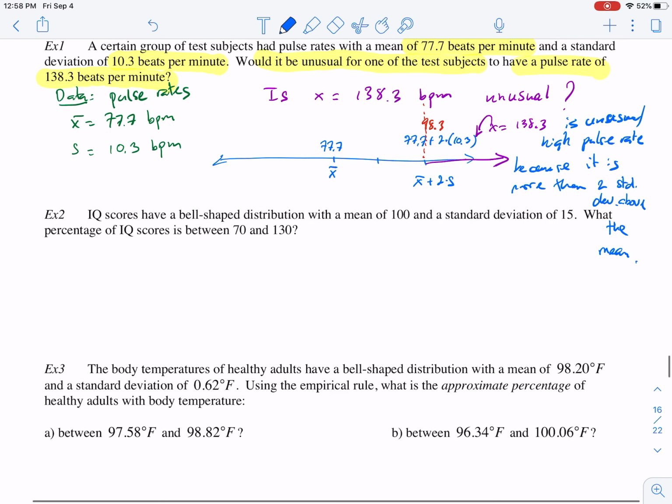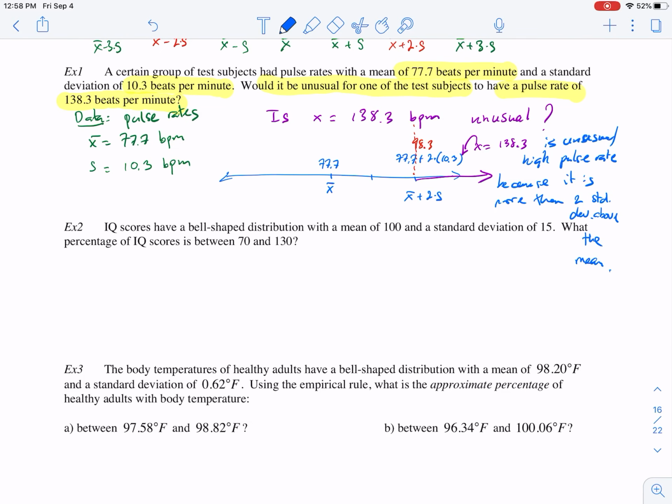All right, let's do one more. So now in exercise 2, we are working with a bell-shaped distribution. That's what we're given right here. IQ scores have a bell-shaped distribution with a mean of 100 and a standard deviation of 15. What percentage of IQ scores are between 70 and 130? So the data we are working with is IQ scores, and it doesn't mention whether it is IQ scores of a certain group or just a few individuals. This is IQs in general.